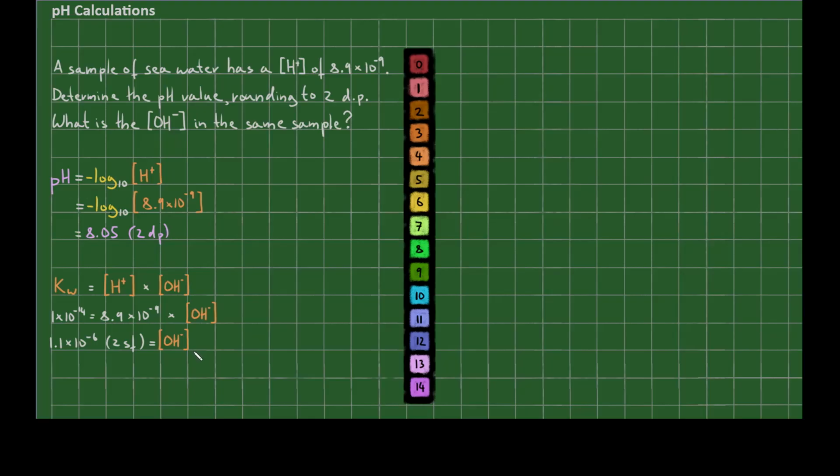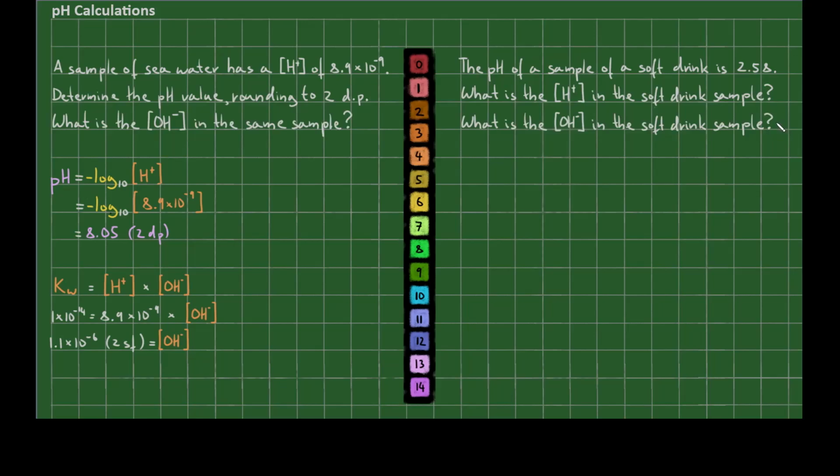Let me do another one. This time we are given the pH of a sample of a soft drink, and it happens to be 2.58. We are asked to determine the hydrogen ion concentration as well as the hydroxide ion concentration. Before I proceed, please note that the pH value is unitless. It is just a number, whereas the concentrations of hydrogen and hydroxide ions will be in moles per liter.